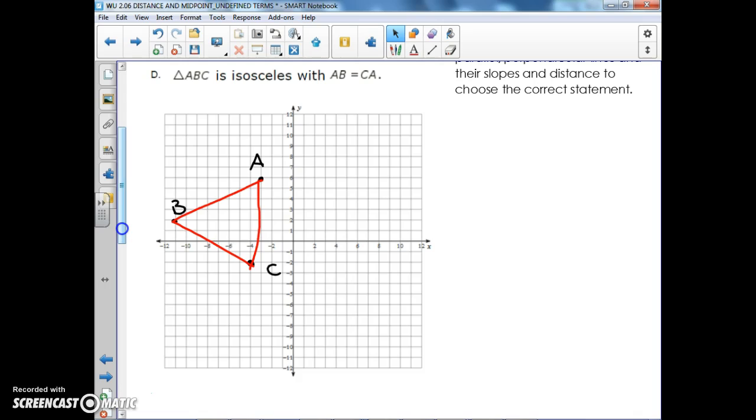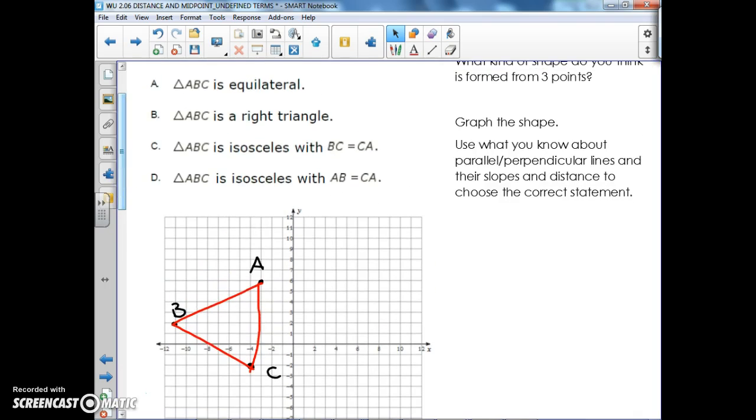We need to figure out, is it equilateral, right, or isosceles? Now, one of these I can go ahead and eliminate because I don't see anything that looks like there is a right angle here. So I'm going to eliminate answer choice B. It could be equilateral or it could be isosceles. So we need to find out the lengths of the sides in order to figure out which one it is. If all of the side lengths are the same, then it's an equilateral. If only two are the same, then it's an isosceles.